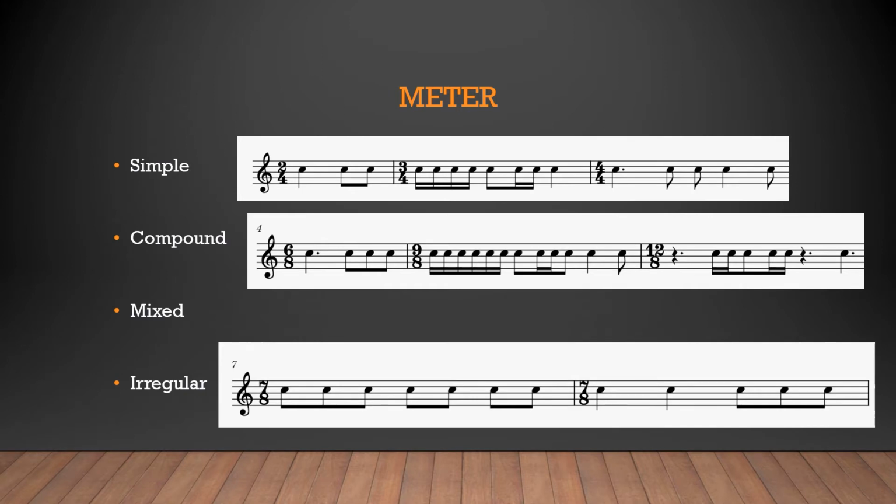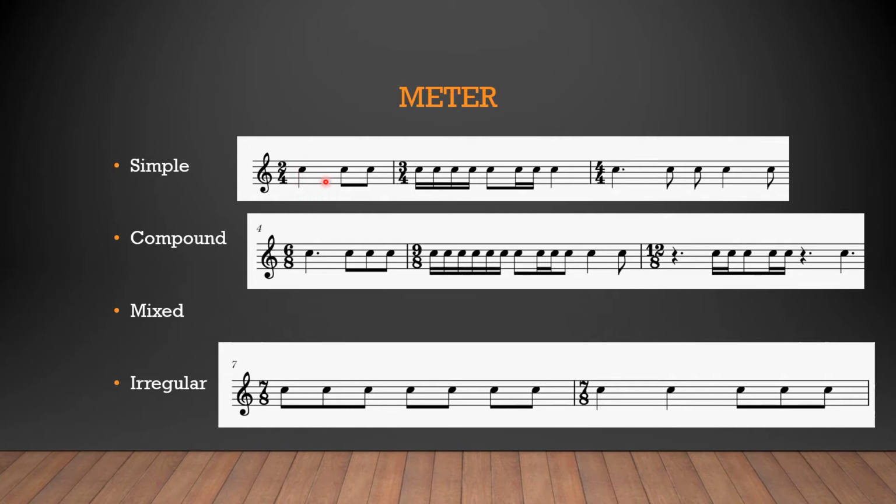We've got meter. So we have 4 types of meter. We have 2, and then we just combine them to make different ones. We have simple meter. Everything is divided into 2. That's our 2/4, our 3/4, and our 4/4. All these notes you can see are divided into groups of 2 or 4.